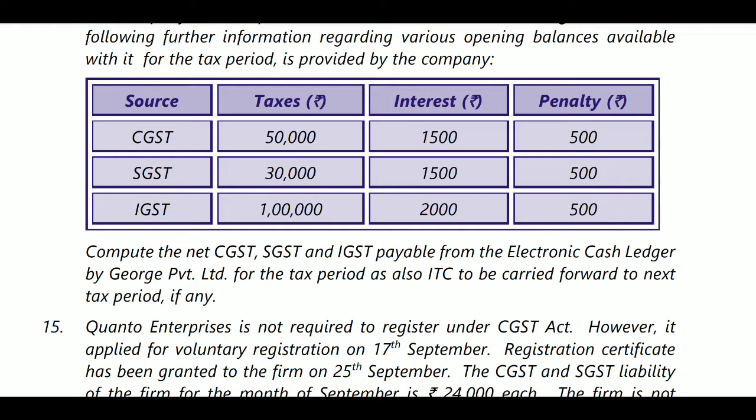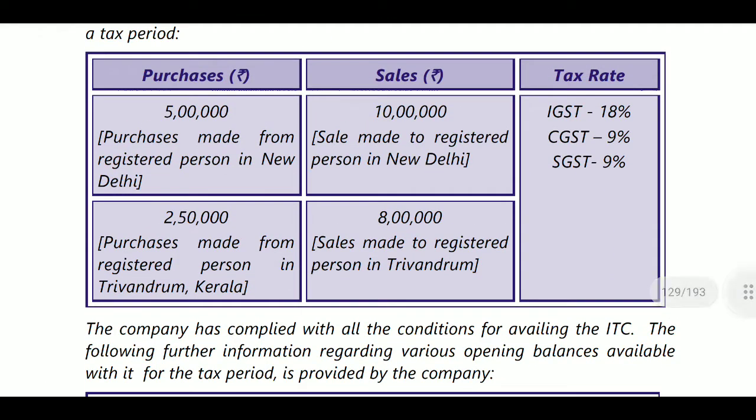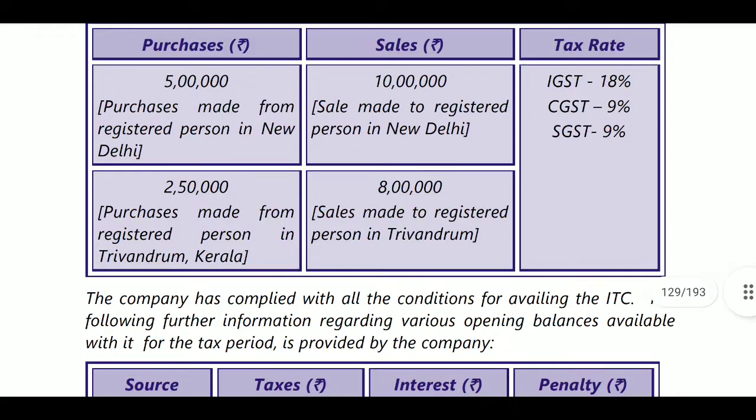Next, what is the ITC available during the tax period to be set off? Based on that we will get. Next, what is the ITC available? The opening ITC was provided, that is tax of 50,000, 30,000, 1 lakh is the opening balance, and we have purchased 5 lakhs from New Delhi. New Delhi means it is IGST. So 5 lakhs into 18%, that is 90,000. 1 lakh opening plus 90,000, 1 lakh 90.